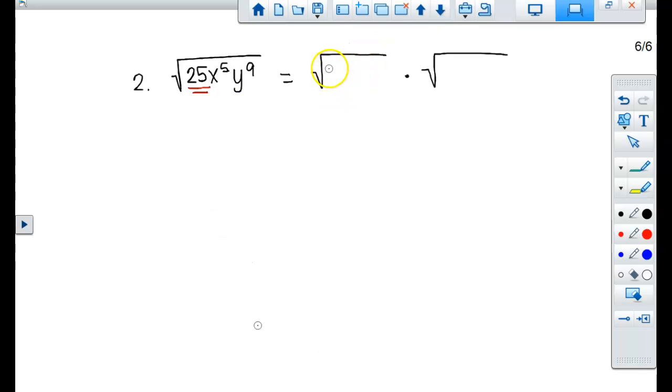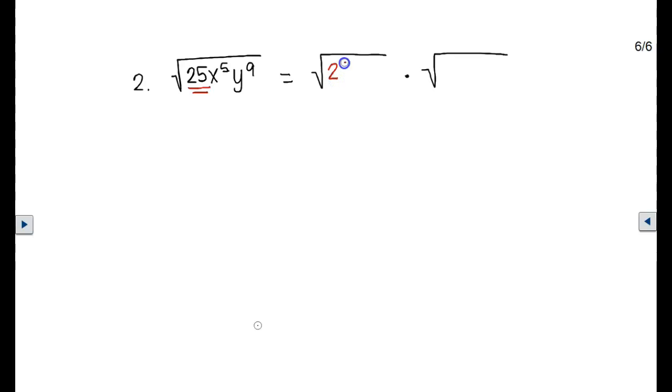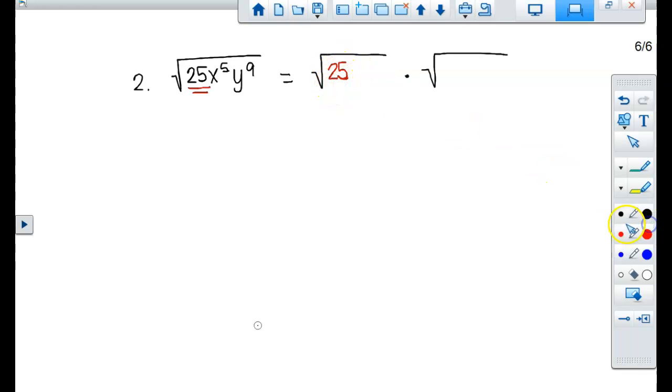So I'm not going to have to break down that 25. I'm going to go ahead and put him in my perfect squares square root, the one I'm going to be able to do, because it already is a perfect square. All right, now I'm going to deal with my variables.